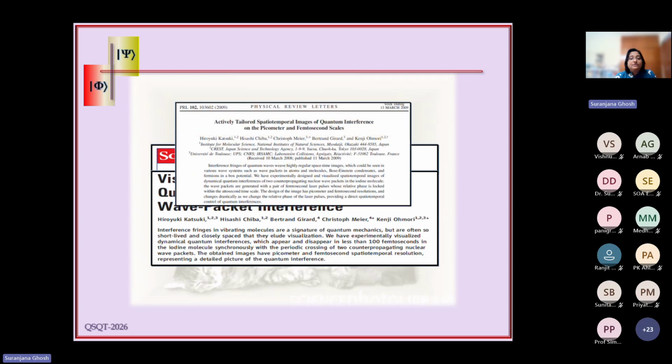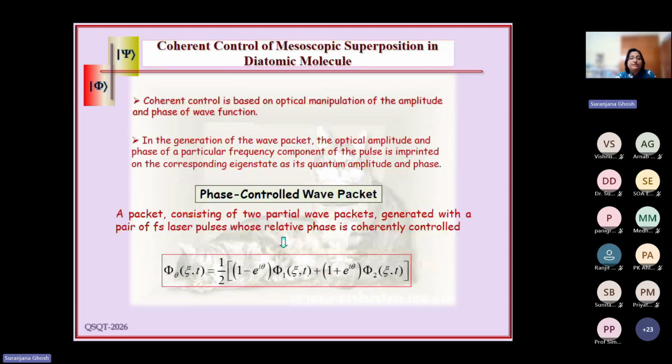There are several papers also. This is one of the papers where they experimentally designed the quantum carpet. It's a very interesting result where they used wave packet interferometry. And so we use this wave packet interferometry here.